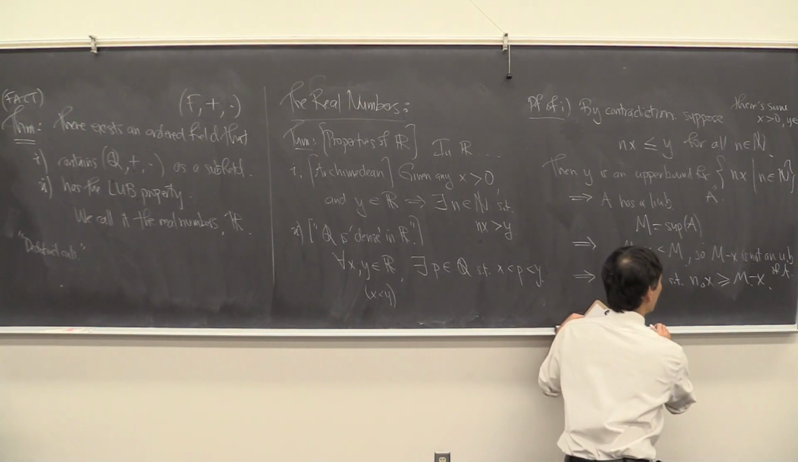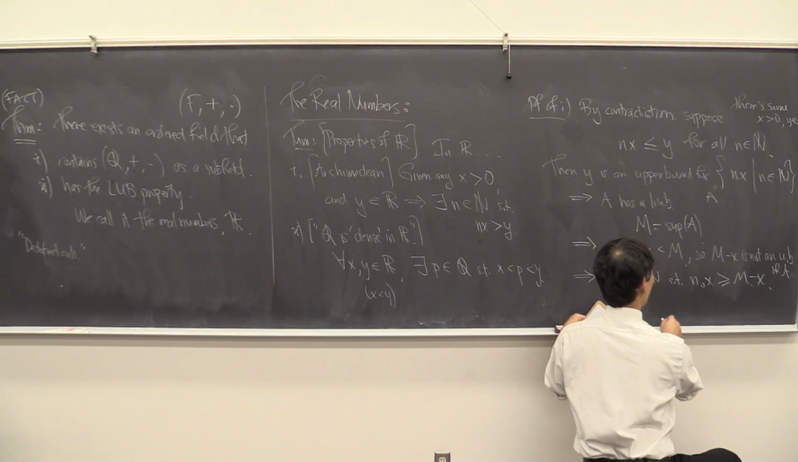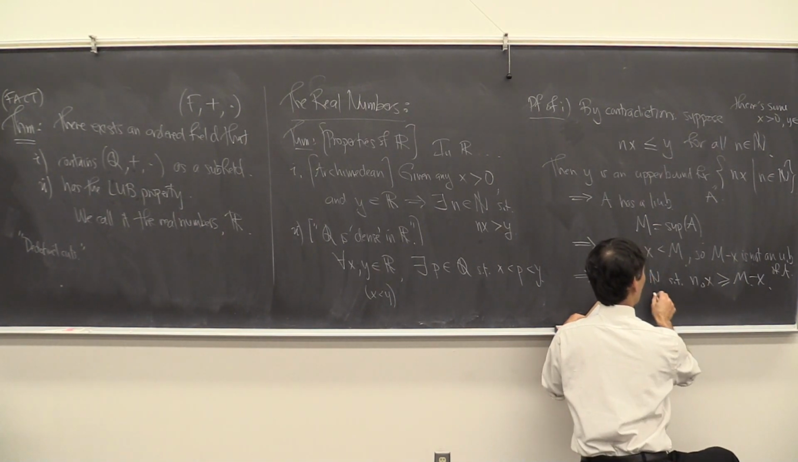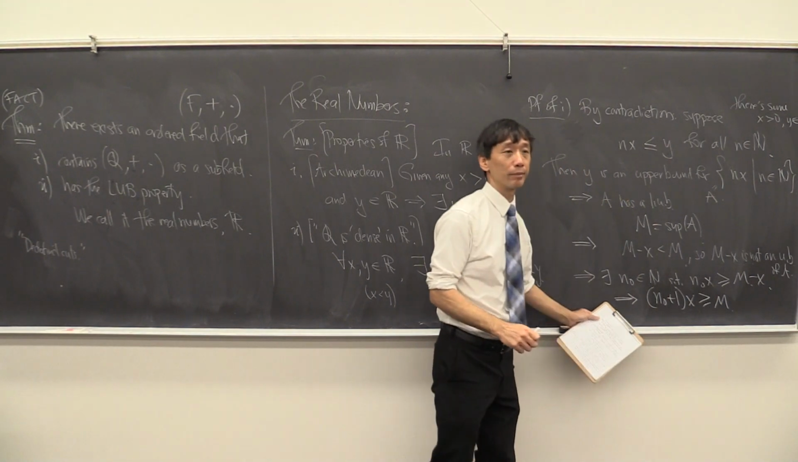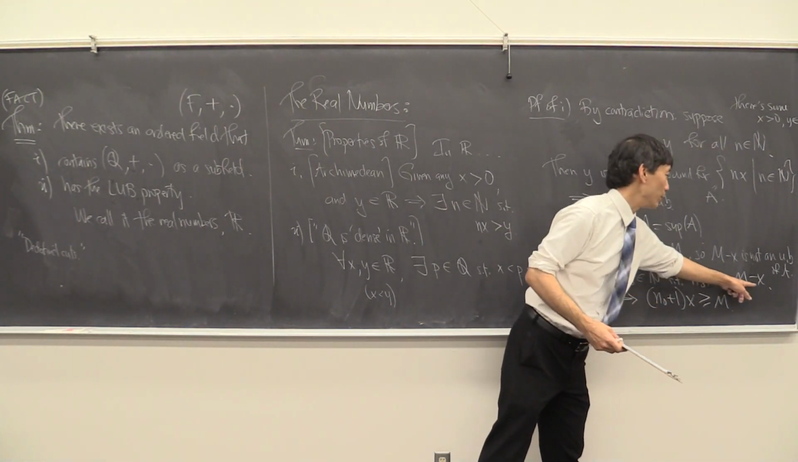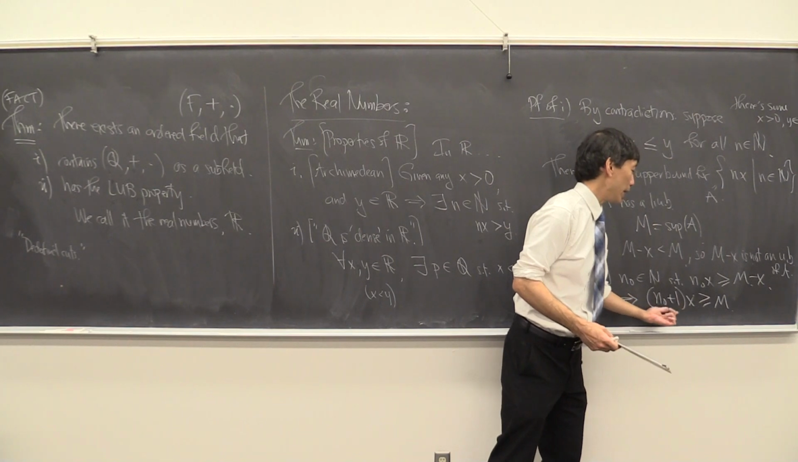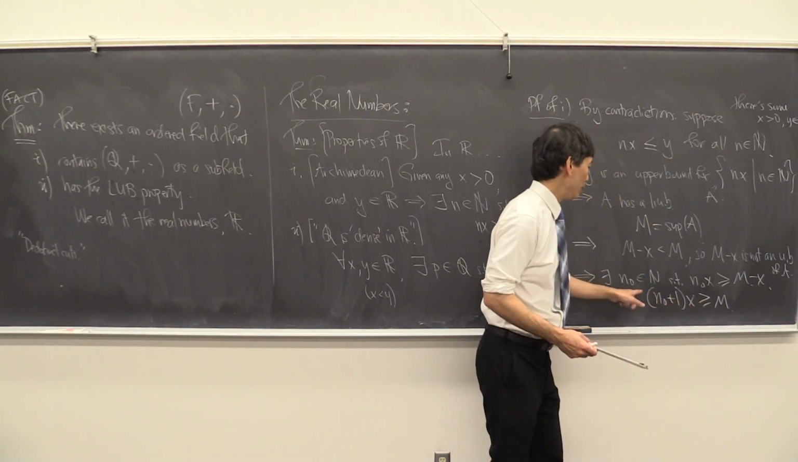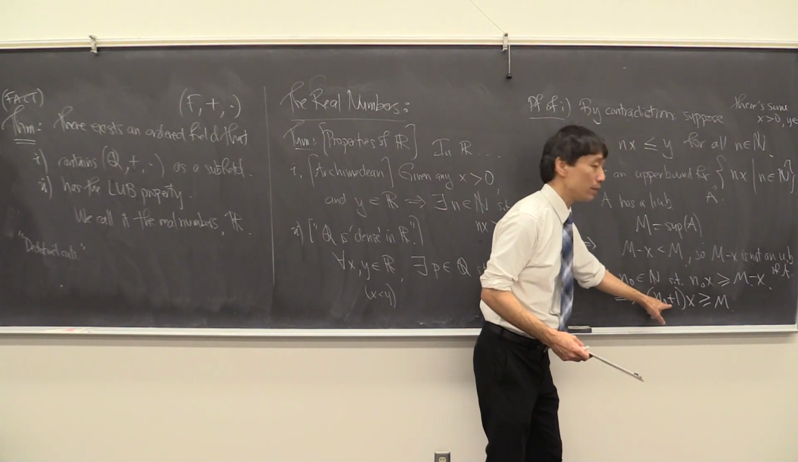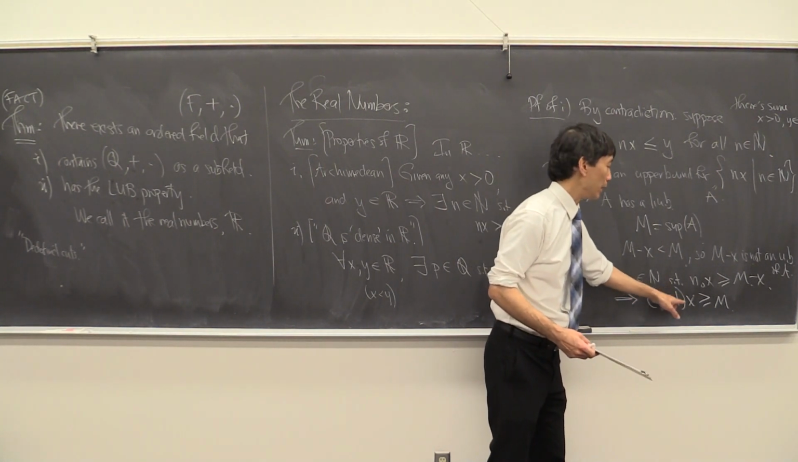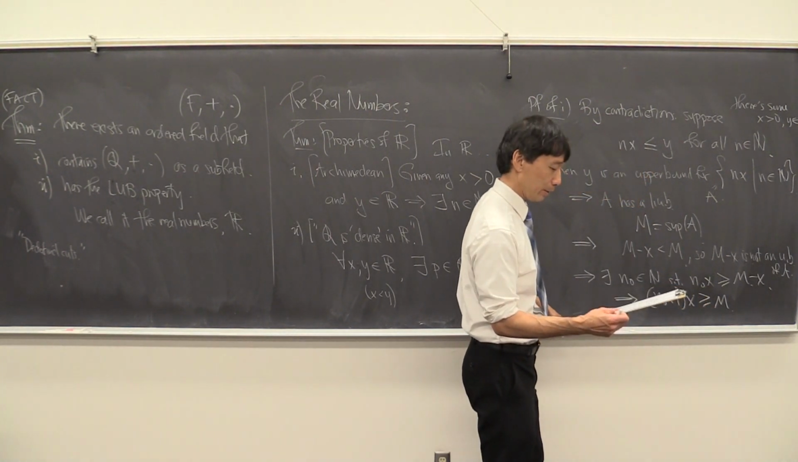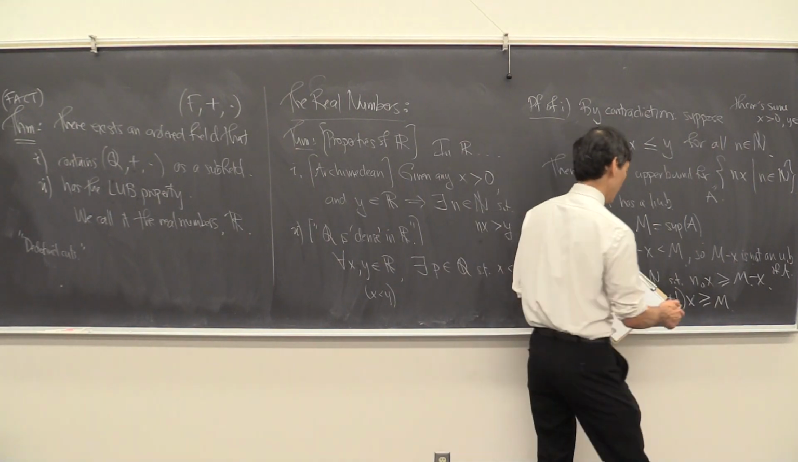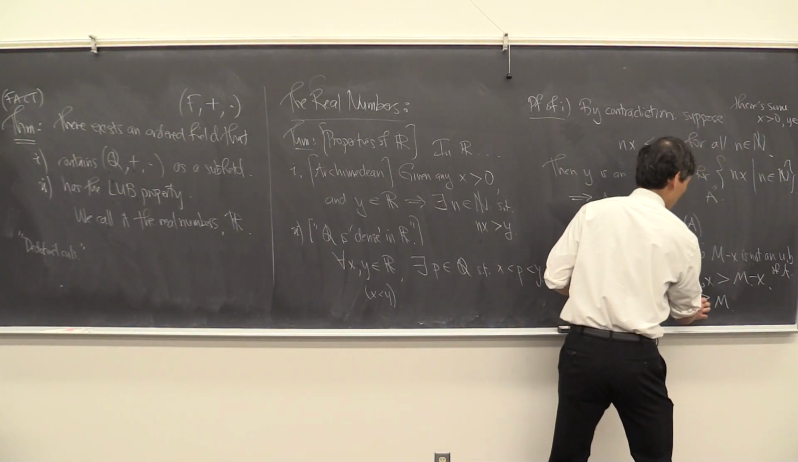So then you move the x to the other side, and you see that n naught plus 1 times x is bigger than or equal to m. But this is still a natural number, and we get a natural number times x that is bigger than or equal to m. I'm sorry, this should be strictly bigger. Sorry.